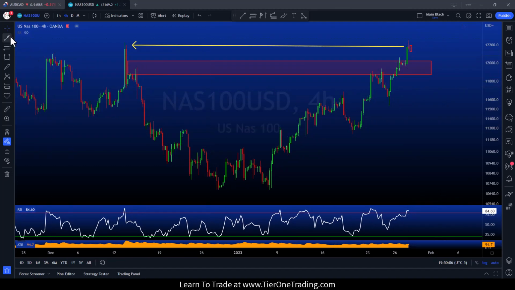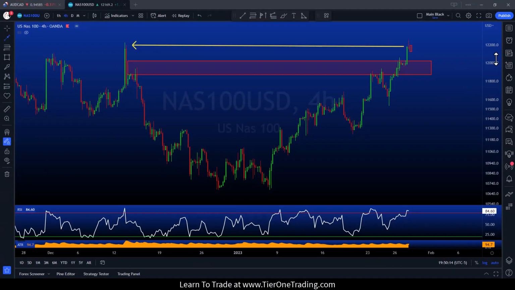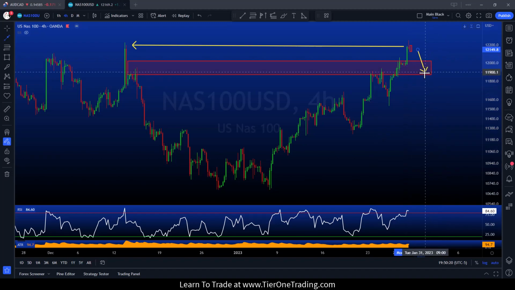I don't see anything on the chart. Excuse me one second. Come on, voice, we're gonna make it through this. I don't see anything on the chart that says we're likely to continue all the way back down. So my expectation is that we retrace somewhere in this level before putting in our next move.